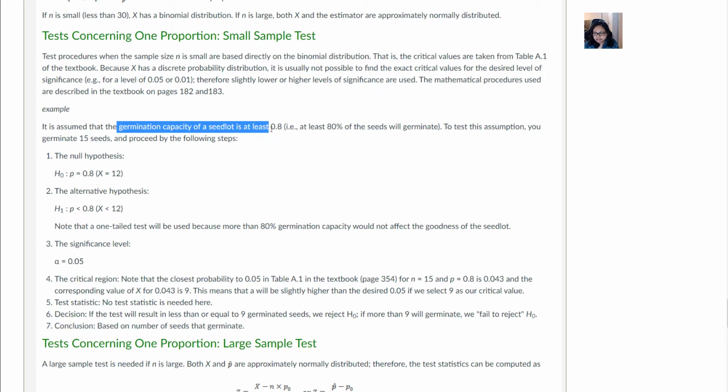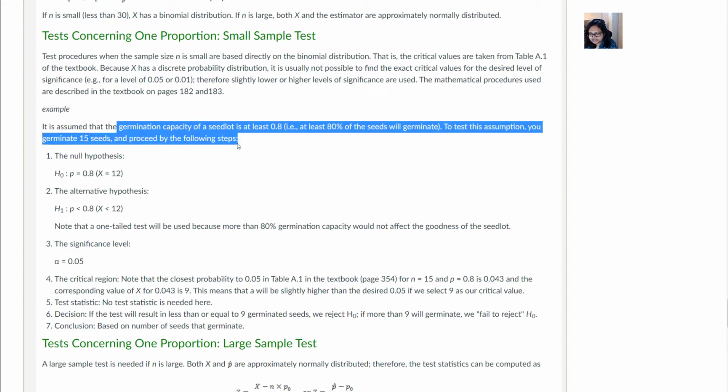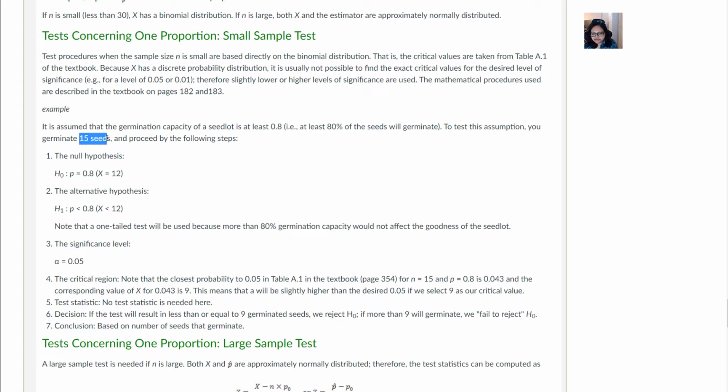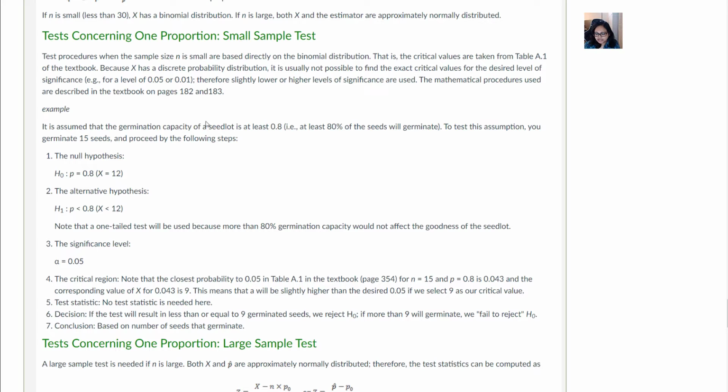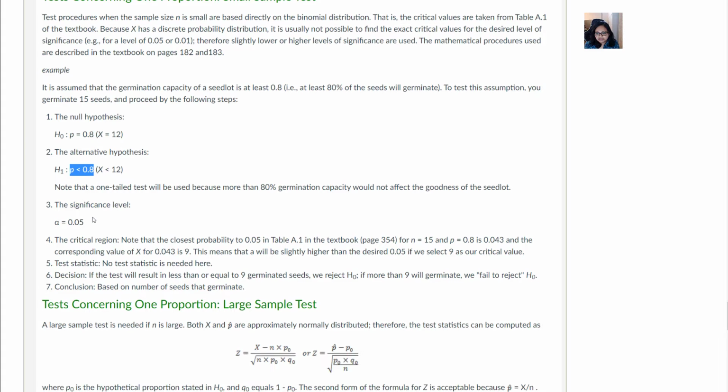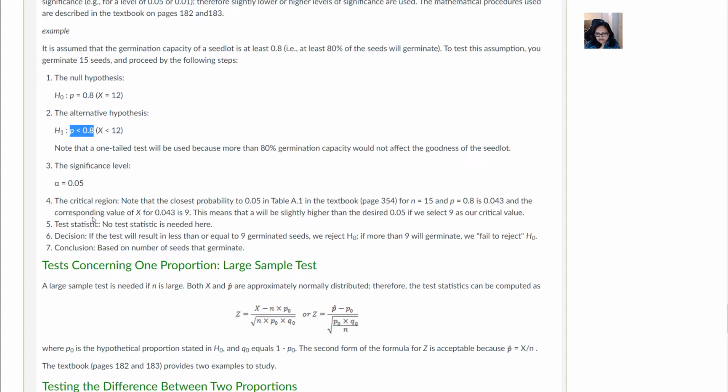You can see the example we have: the germination capacity is at least 80%, and then we used a sample. Let's say we germinate 15 seeds, that means the sample size is 15. The null hypothesis is what we said at the beginning. It's actually 0.8, that means 80% proportion, and if we use 15, then the germination will be 12. That's what we said in the bracket. The alternative in a one-sided test is less than 0.8, that means not germinated.